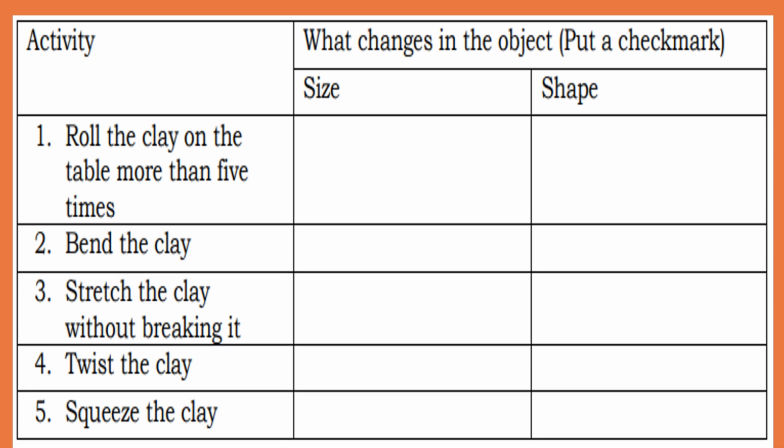Let's answer. Number 1, roll the clay on the table more than 5 times. The answer: size and shape. Number 2, bend the clay. The answer: shape.